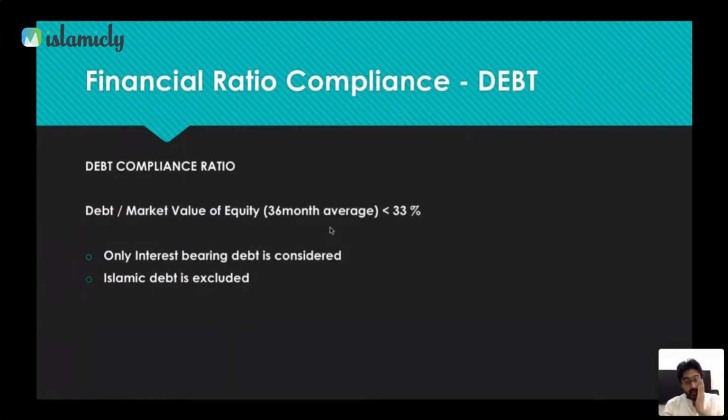Financial ratio compliance is essentially measuring the amount of debt a company has vis-a-vis its market capitalization, right? Yes, Islamic screening criteria uses the market value of equity as a threshold. It's a benchmark for measuring the debt levels. So the debt to the total market capitalization, which is again a 36 months average, should be less than 33%. Okay, let me analyze this in detail.